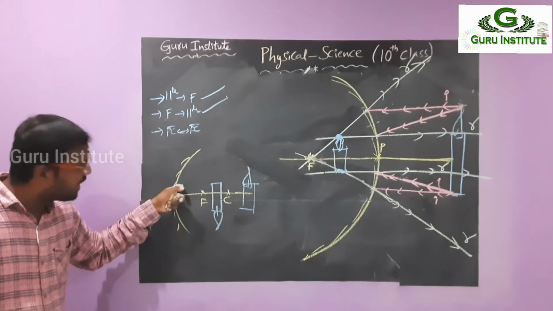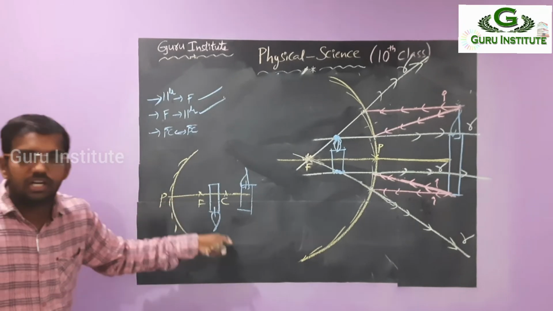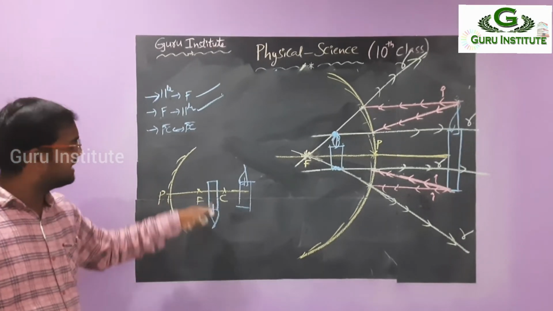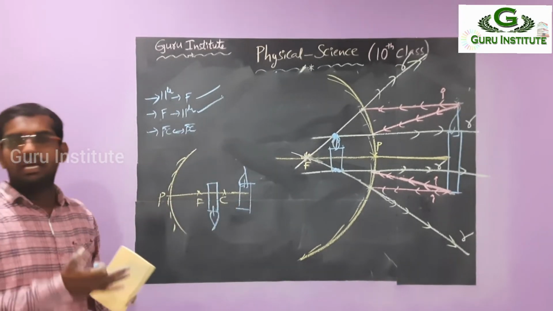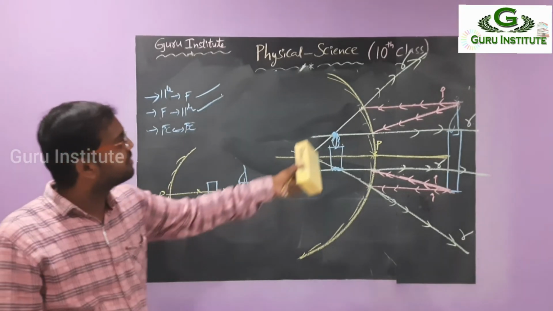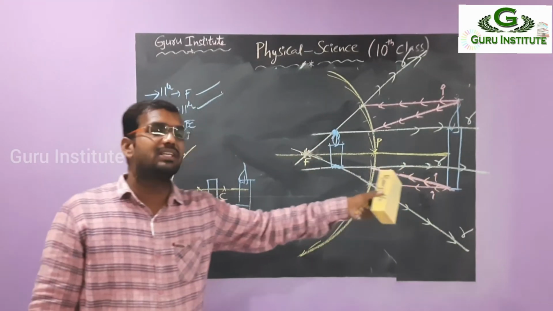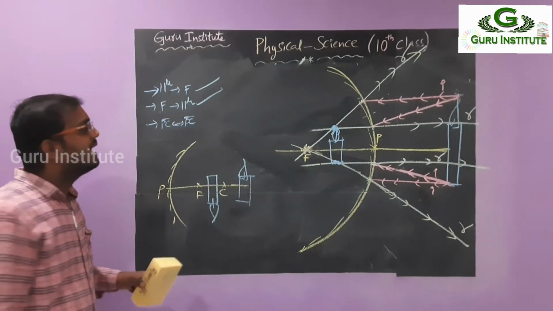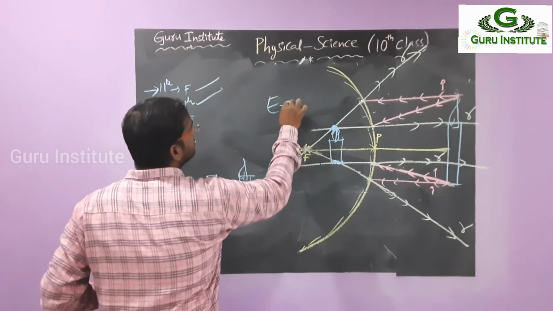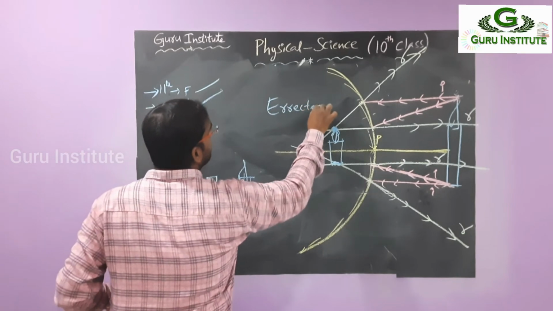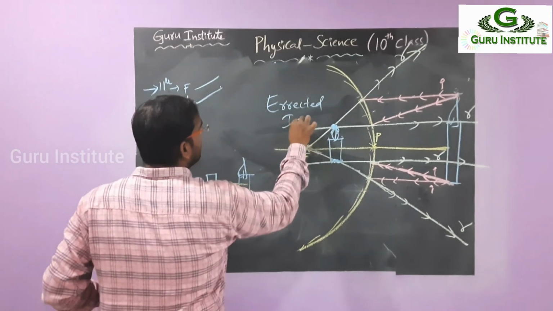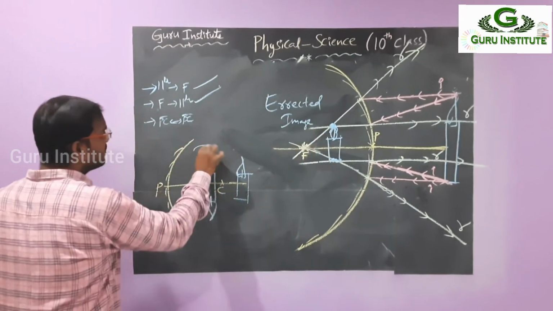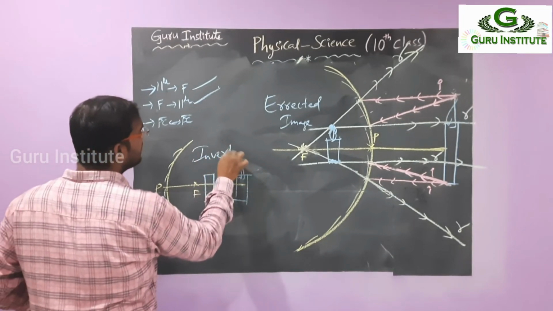In the concave, image is formed in front of the mirror, and it is an inverted one. That means reversed order. Right. In case of convex, image is formed always inside the mirror. That is a straight one. This straight we call an erected image. And this reverse order we call an inverted image.